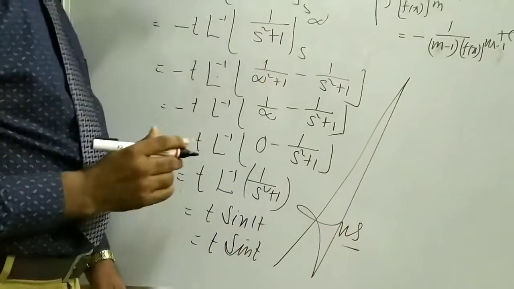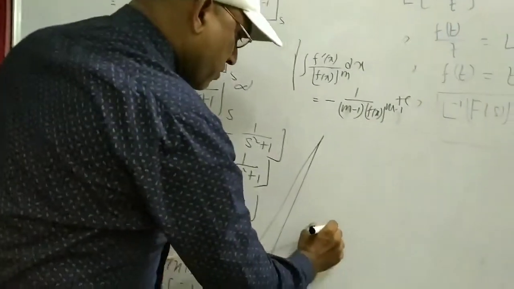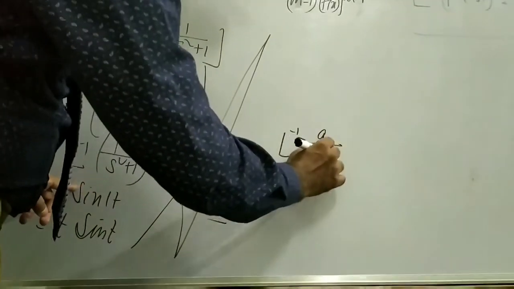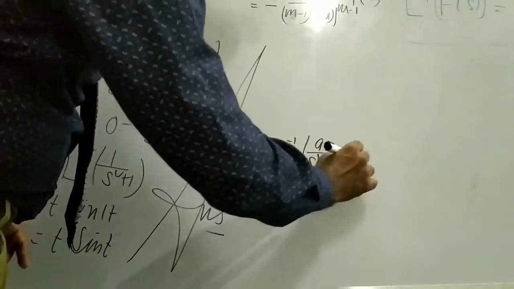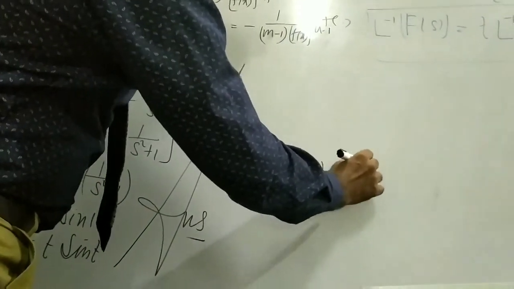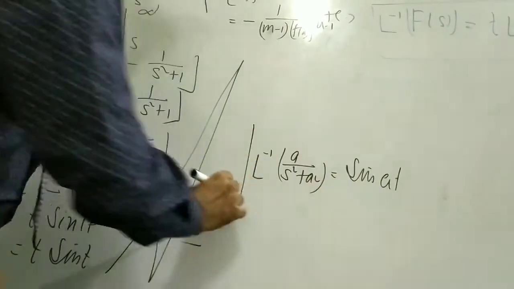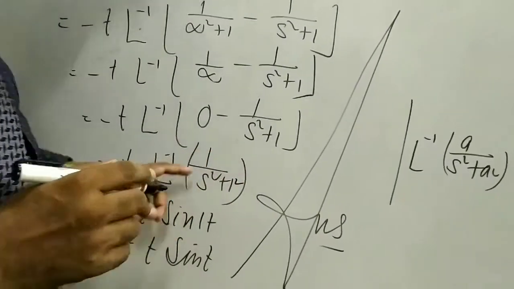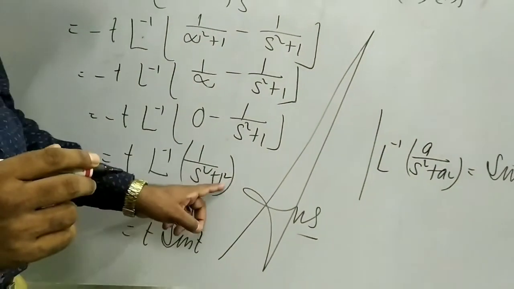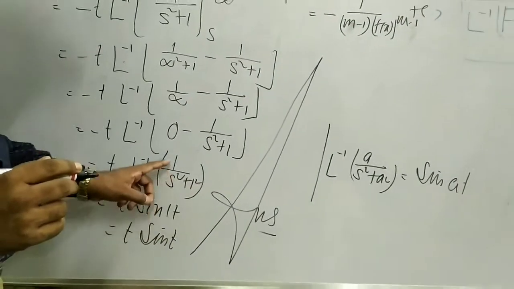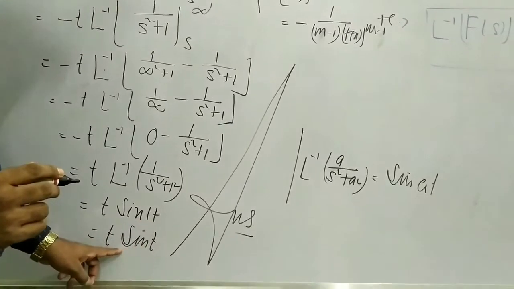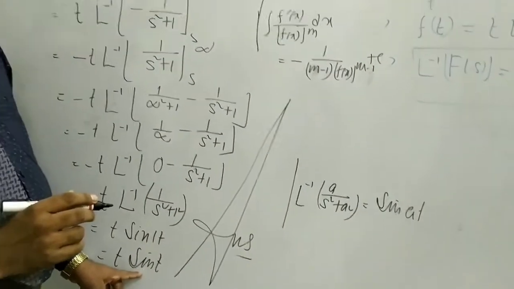This one our answer. So this formula, we know this formula, L inverse a by s square plus a square, this equal to sine at. We know this formula. So using this formula, a means 1, you can write this 1 square, a by s square plus a square, so sine at, a means 1, t sine t, this is our answer.